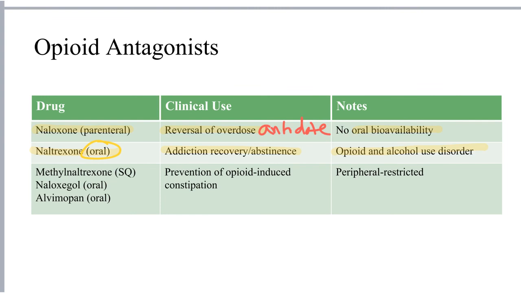The last group are opioid antagonists that are used to either prevent or reverse opioid-induced constipation. These include methylnaltrexone, naloxegol, and alvimopan. These are peripherally restricted opioid antagonists that act only on the GI tract to reverse the constipating effects of opioids without reversing their central analgesic effects.